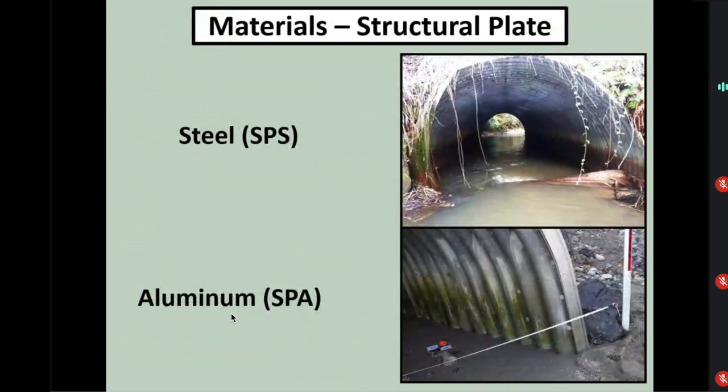And then we have steel. SPS is structural plate steel. You'll generally see these as larger pipes on a little bit bigger streams. Structural plate meaning that they assembled it on site. So this is not a corrugated pipe that's smooth all the way around. You will actually see on the structural plate, there's plates of them that they had to bolt or rivet together. It's kind of hard to see in the top image, but on the bottom image, you can see those bolts where they actually put the plates together, and you can have aluminum or steel.